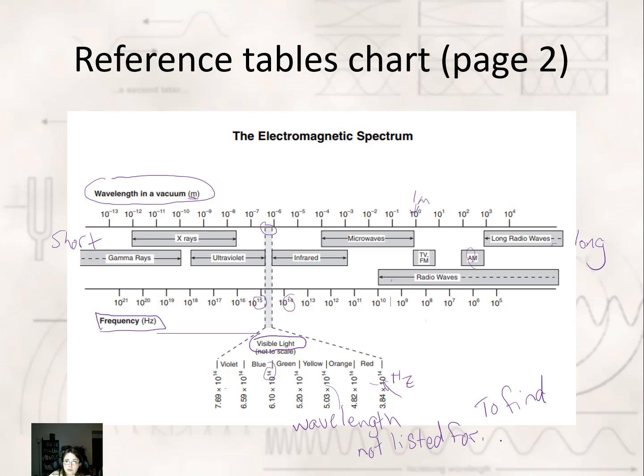you can use the wave equation, and that's going to be v equals f lambda, but remember this right here is c because it's the speed of light, so it's c equals f lambda, and then you can solve for lambda. So it would be c over f is equal to the wavelength. Okay.